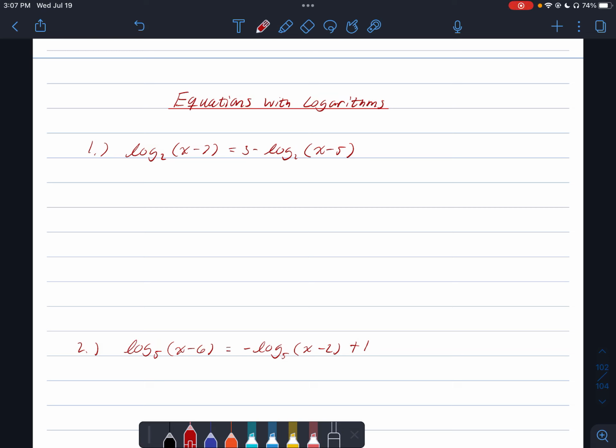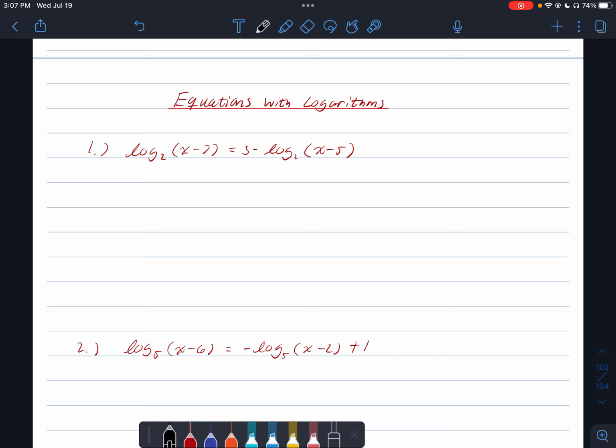So here, let's take a look at some more equations involving logarithms. So this first one here, we have log base 2 of x minus 7 is equal to 3 minus log base 2 of x minus 5. Okay, so let's go ahead and see if we can use the log rules that we have established before to see if we can solve this.